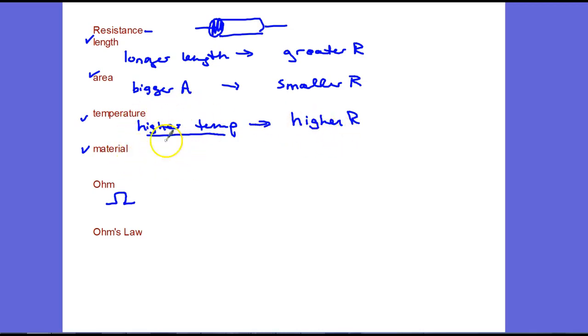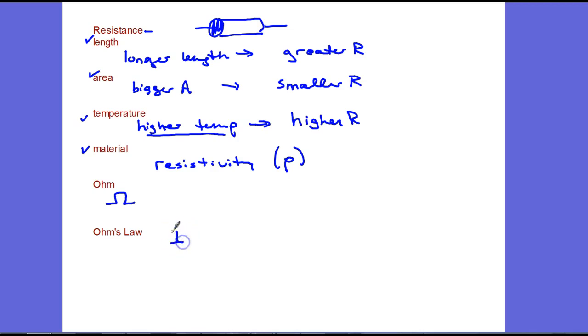And the material: different materials have different resistivity, R-E-S-I-S-T-I-V-I-T-Y. This isn't in this course, but in another course you may see it, and the symbol for that is the Greek letter rho. The higher the resistance of a material, the higher its resistivity. So depending on the material that you make, with the same length, area, and temperature, it would have a higher or a lower resistance.